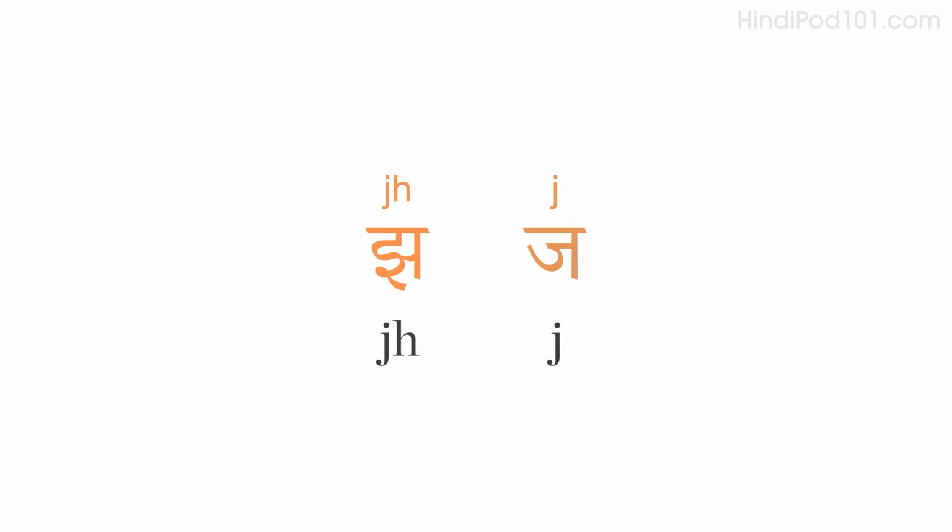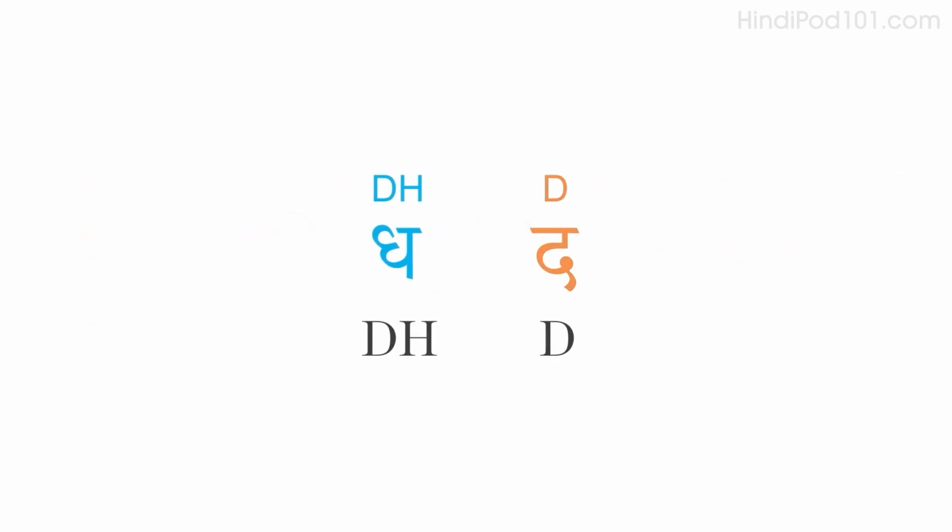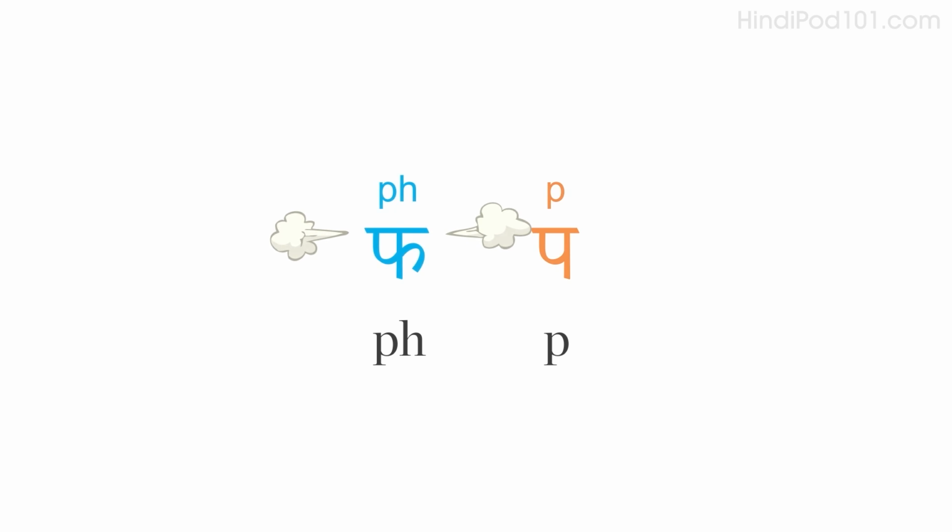Similarly, we have j and jh, t and th, d and dh, t and th, d and dh, p and ph, b and bh. But what about the other consonants? Definitely, that doesn't complete our list of consonant sounds. Now, let's take a look at some of the other consonants and how they sound.